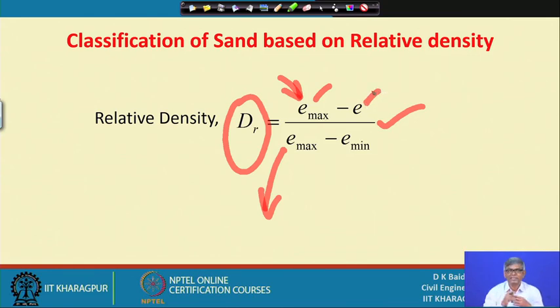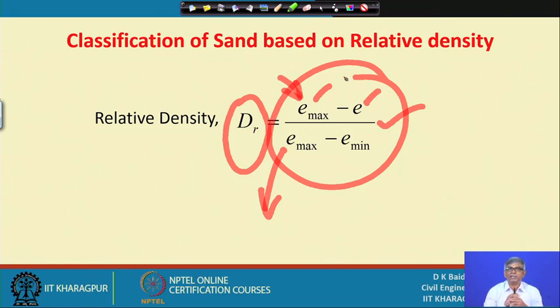And what is this e? e is actually the field void ratio. So, if you know the field void ratio and the soil type, then we can determine e max and e min, and putting them in this expression I get a number which can finally be expressed in percent. It will vary between 0 and 100, but 0 cannot be achieved. 0 means all voids, and 100 means there are no voids, but both are impossible.